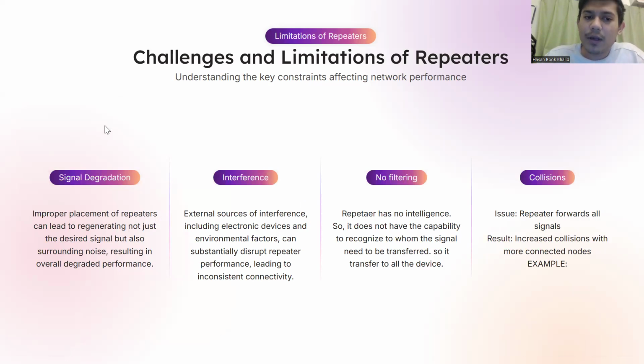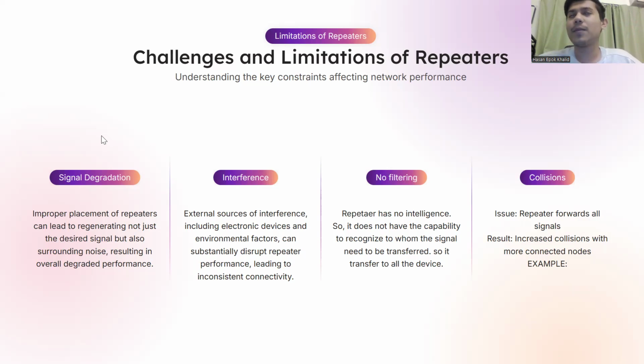Let's talk about interference now. External sources of interference, including electronic devices and environmental factors, can substantially disrupt repeater performance, leading to inconsistent connectivity. And repeaters also have no filtering. A repeater has no intelligence, so it does not have the capability to recognize to whom the signal needs to be transferred. So it transfers the signal to all the devices.